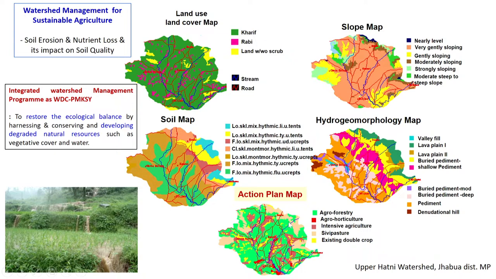We suggested that this green area go for agroforestry, this area go for intensive agriculture, and this yellow color shows that there you go for double crop agriculture. So remote sensing data can be used for preparing a watershed management plan, so that you can conserve your resources, increase your crop yield, and restore your soil and water for the future.